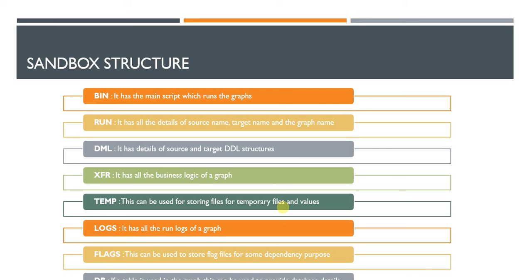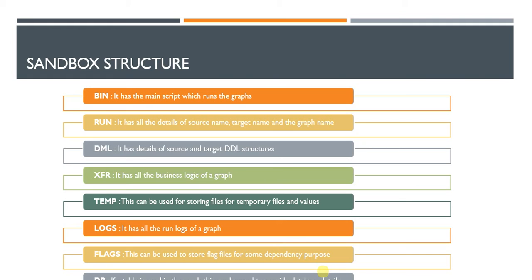And logs is a folder where runtime logs of an Ab Initio graph are created. And also we have flags, where you can place a few touch files to make a graph wait until that particular flag is received. And also we have a DB folder where we'll be declaring all the database related information.